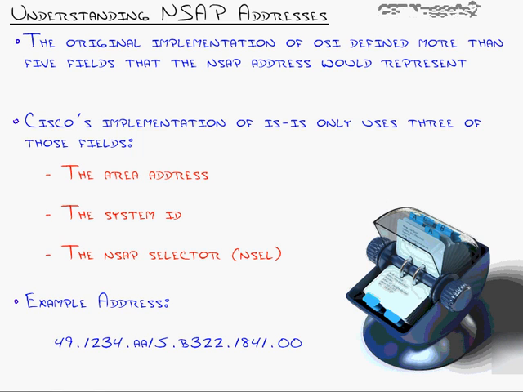Now, thankfully, you don't have to get into all 5. Cisco implements it with only 3 of those sections being used. That's because those 3 sections are what the Cisco router needs to run ISIS, to interoperate with this routing protocol. Those fields identify the area, identify the system, and identify something known as the NSEL. Now, look below. Take a look at the example address I have here. This is actually a typical address that you might see assigned to a Cisco router.